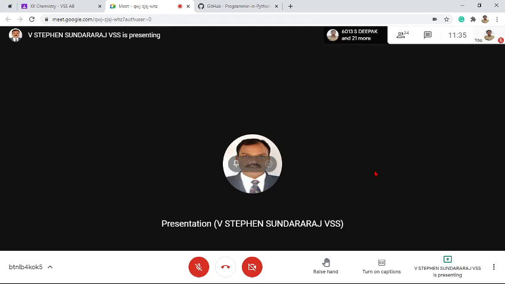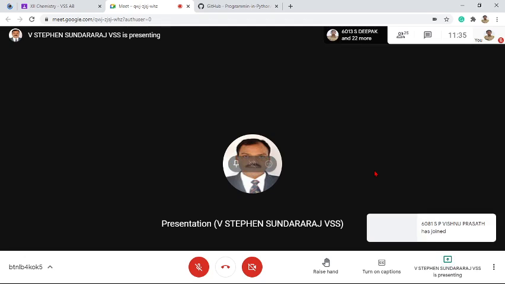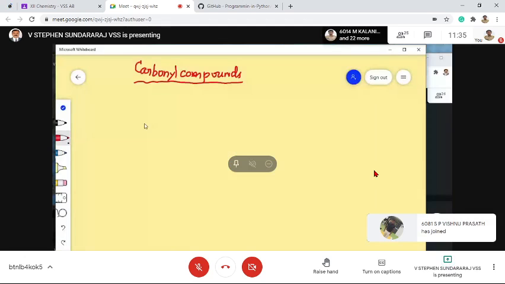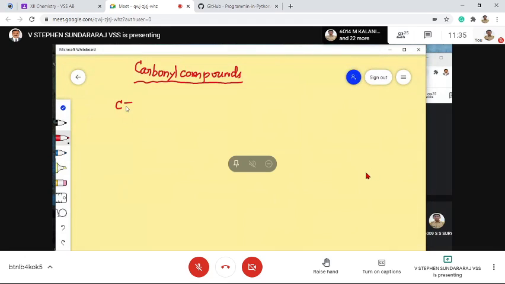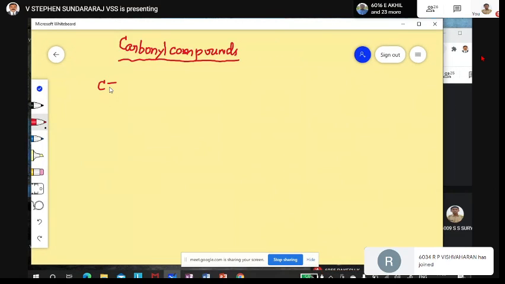Carbonyl compounds. Carbonyl compounds means a compound which contains C double bond O, and the two valencies will be left over. If one valency is an alkyl group and the other one is satisfied by a hydrogen, that is an aldehyde.